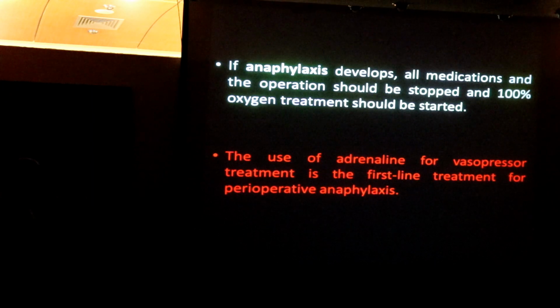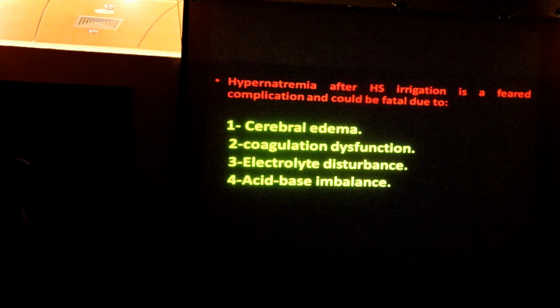So if anaphylaxis develops, all medications and the operation should be stopped, and the surgeon should be informed immediately. The surgery has to be stopped, 100% oxygen should be started, and the use of adrenaline for vasopressor treatment is the first line of treatment. And I cannot stress enough, in case of anaphylaxis, adrenaline equals life. With no adrenaline, there is no life in case of anaphylaxis. All other measures are secondary, especially cortisones, antihistamines, or even fluids. In case of anaphylaxis, adrenaline equals life.